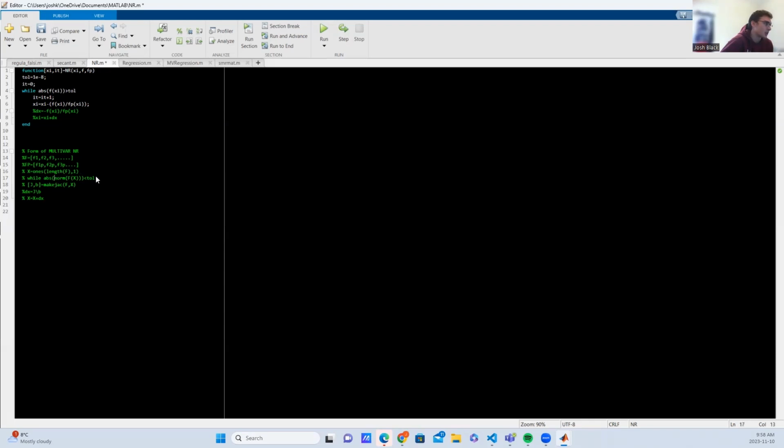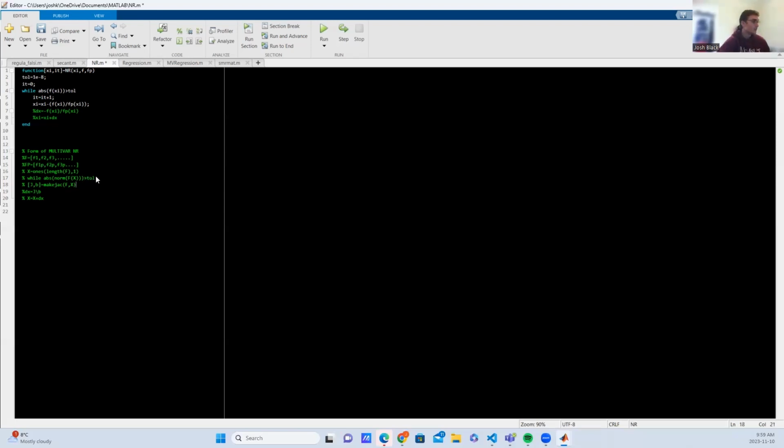And then we're going to start a while loop. So while the absolute value of the norm of our functions when we plug in x, so we're taking the norm of this because we want all of them to be equal to 0. And remember, our norm is the kind of length of that vector. So if that length of the vector is 0, we know all the functions evaluated at x are 0, and we're good. If that's less than our tolerance, then we can stop.